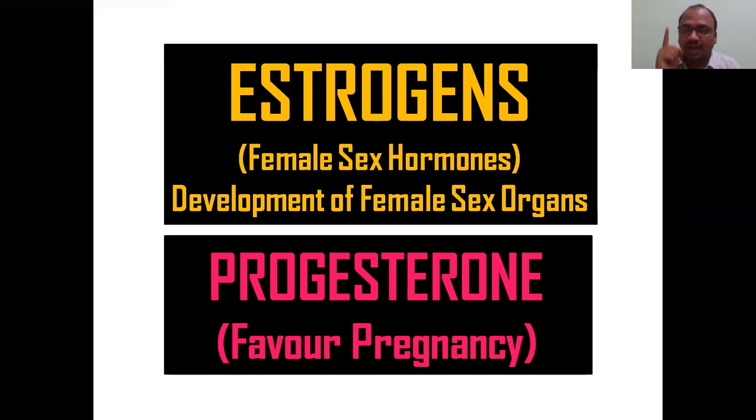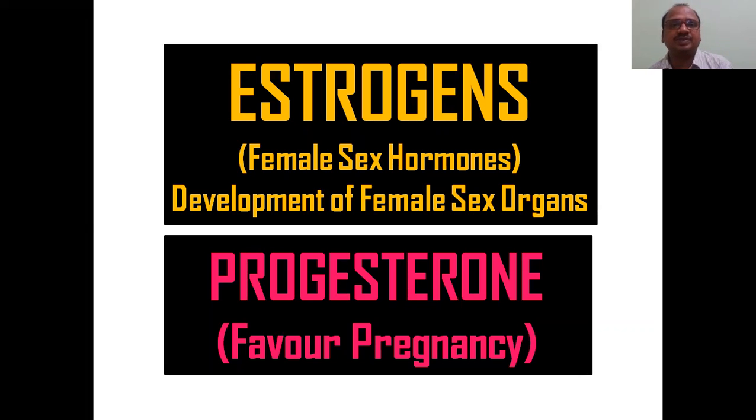Estrogens are female sex hormones. Progesterone is not called a female sex hormone. First of all, in the examination, if they ask for female sex hormones, you have to write estrogens, not progesterone. The main job of estrogens is the development of the female sex organs. And the main job of progesterone is that it favors the pregnancy. However, keep in your mind, for pregnancy, estrogen also helps. That is also very important.